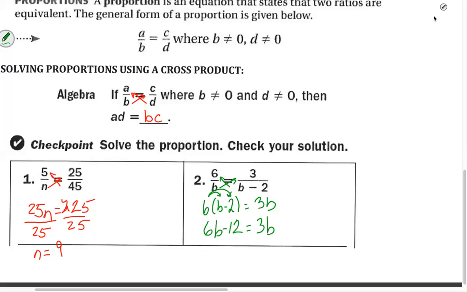Now, from here, Louis, I'm going to get all the b's to one side. I'm going to subtract 6. So I have negative 12 equals negative 3b. Then I divide everything by negative 3. And I get b equals 4.